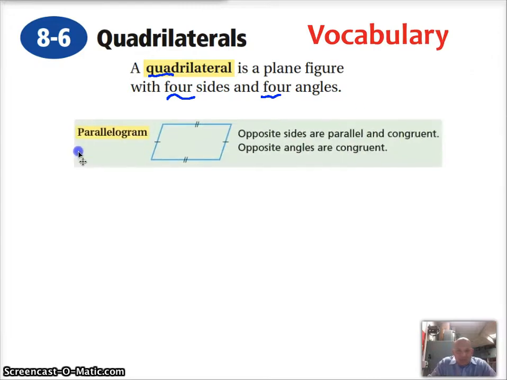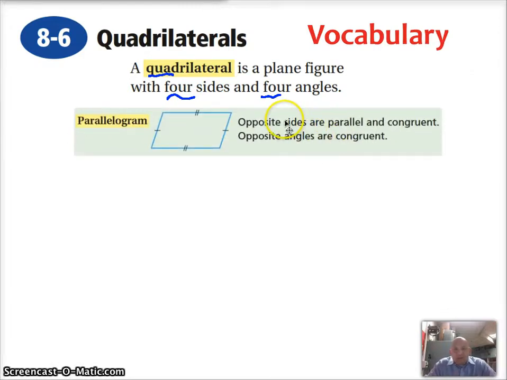One type of quadrilateral is a parallelogram. A parallelogram has opposite sides that are parallel and congruent, and its opposite angles are also congruent. In other words, you see that the length of this side is equivalent to the length of this side. You see the length of this side of the parallelogram is equivalent to the length of this side of the parallelogram. Also, the opposite angles, this angle is equivalent to that angle, and this angle is equivalent to the angle opposite as well.